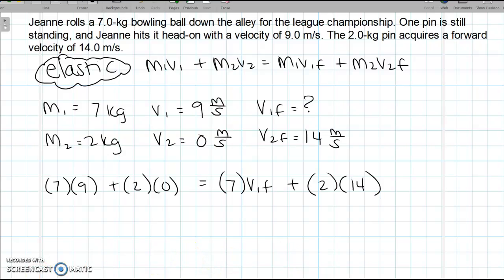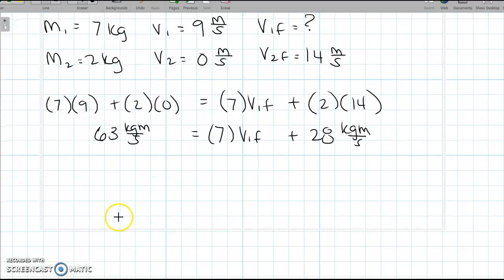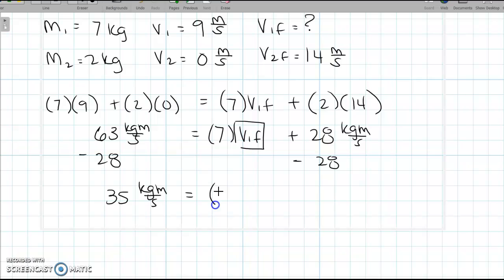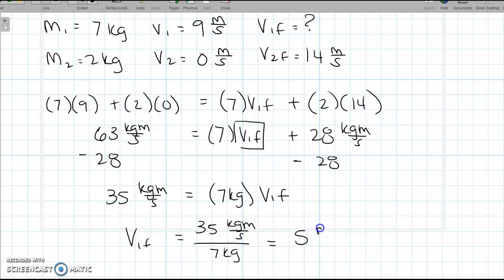All right, so do out this math. All right, so when you do out the math, you should get these answers right here. So again, I need to get V1F alone. So the first thing that I'm going to do is subtract 28 on both sides, which is going to give me 35 kilogram meters per second is equal to 7 kilograms times V1F. All right, so my velocity 1 final, or the final velocity for the bowling ball, is equal to 35 kilogram meters per second divided by 7 kilograms. So you should get 5 meters per second for your final answer of the bowling ball.